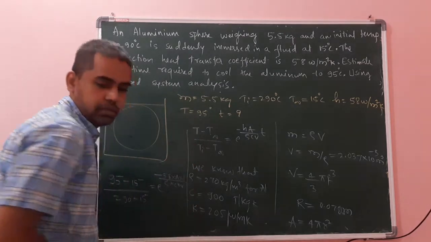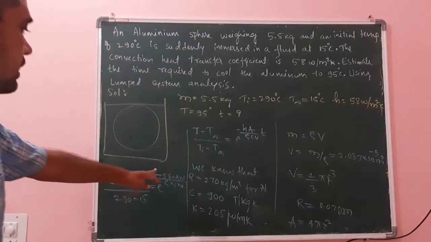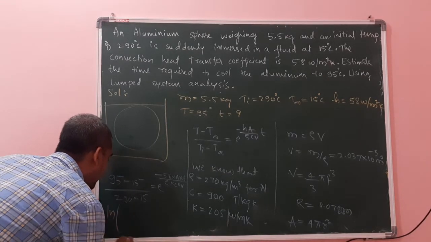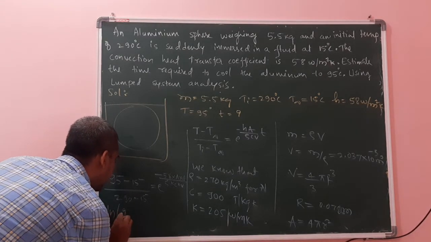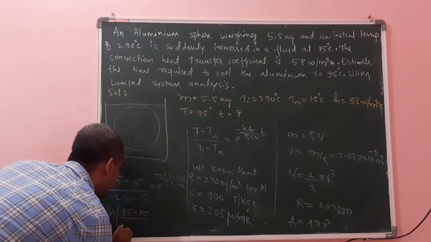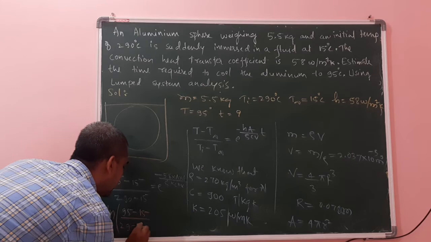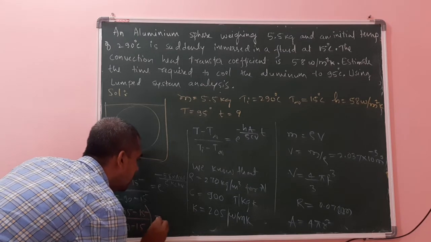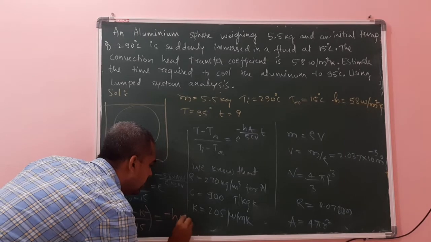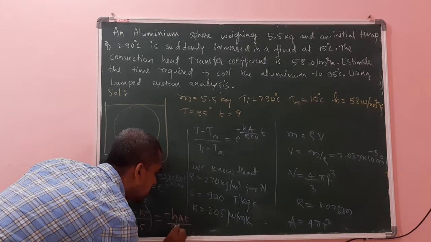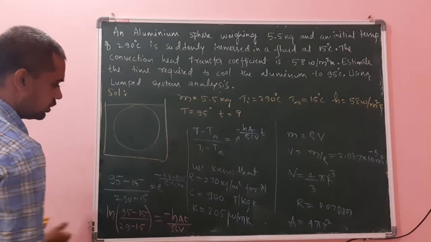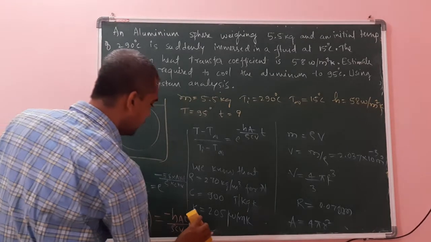It is like in the power terms. Therefore, if you apply ln, if you apply logarithm, it will become 95 minus 15 divided by 290 minus 15, equal to minus hAt divided by rho Cv. If you substitute and calculate the t value here.